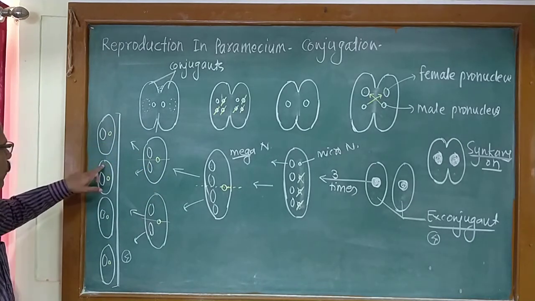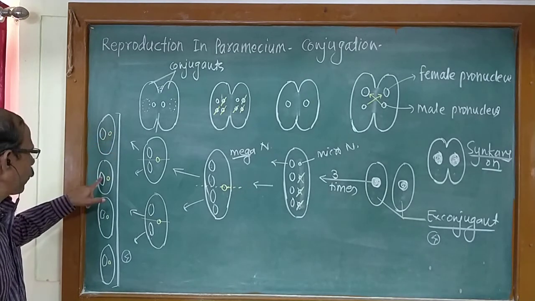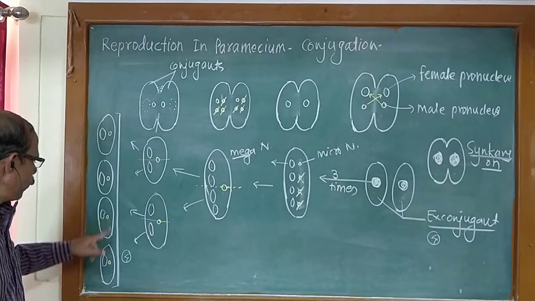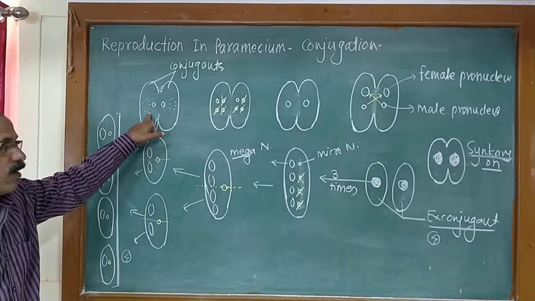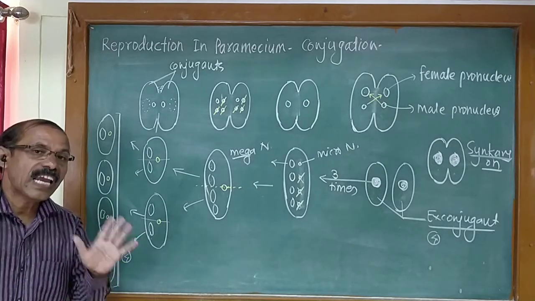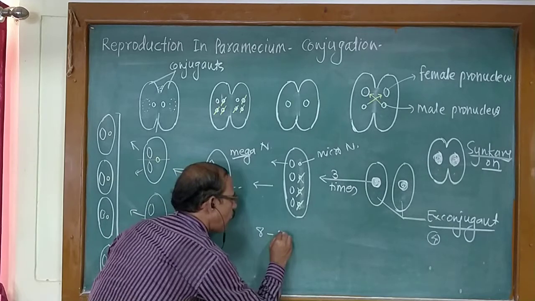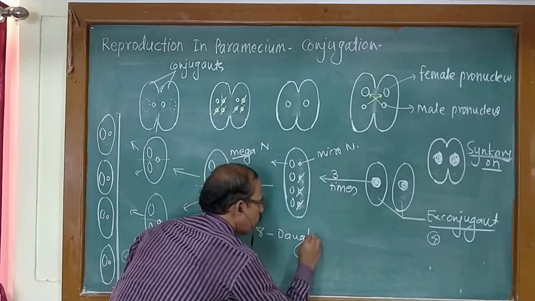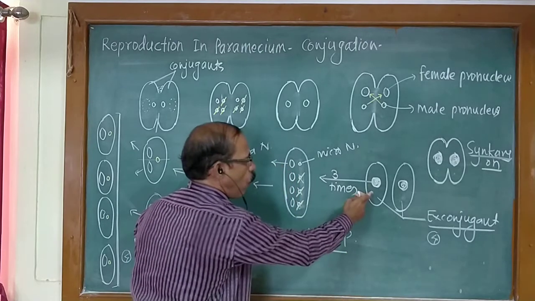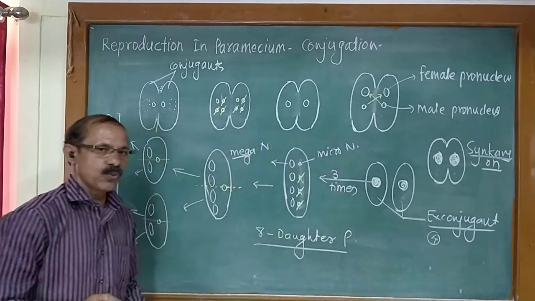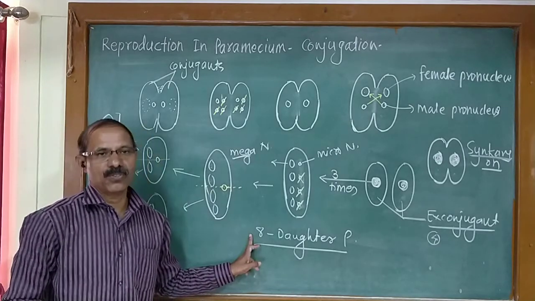Now each daughter paramecium has 1 mega and 1 micronucleus, like that of the parent one. Thus, at the end of conjugation, 8 daughter paramecia are formed, 4 from each ex-conjugant. That is the end of conjugation.